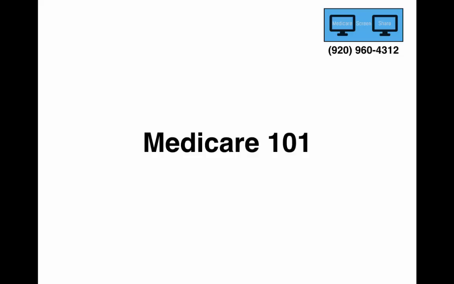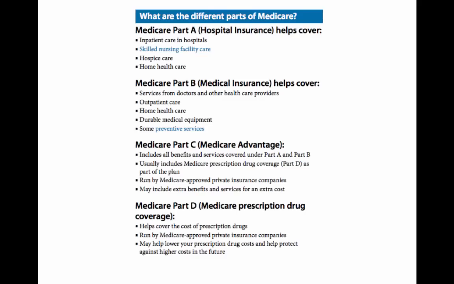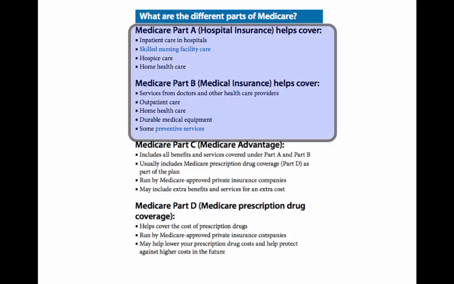Okay, let's take a look at the basics of Medicare with Medicare 101. Now, this is a massive undertaking, but I'll try to make it as simple as I can. There are 5 major parts to Medicare, and you can see the first 4 here with parts A, B, C, and D. Part A and B are what makes up original Medicare.